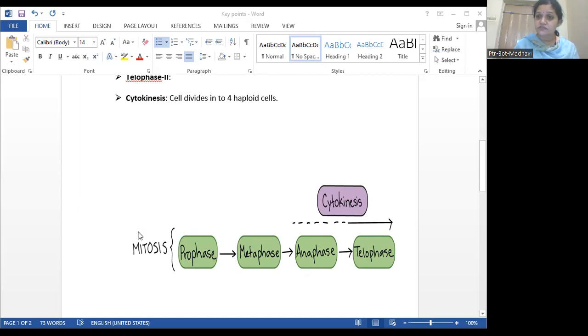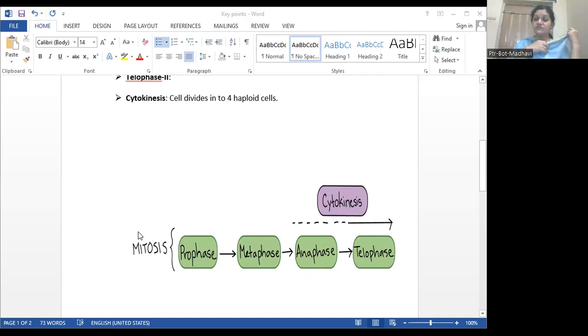What happens in the synthesis phase? DNA material is going to be replicated, otherwise duplicated. That means if the genetic material is 2C, then it becomes 4C. But the basic chromosome number that is there for each and every organism never changes. That is the S phase.